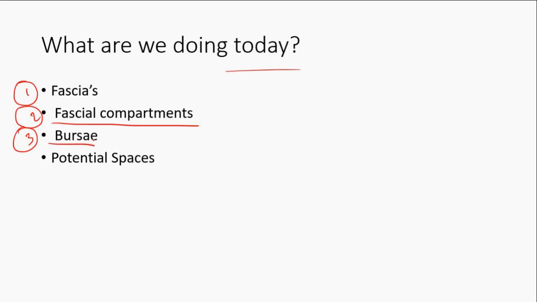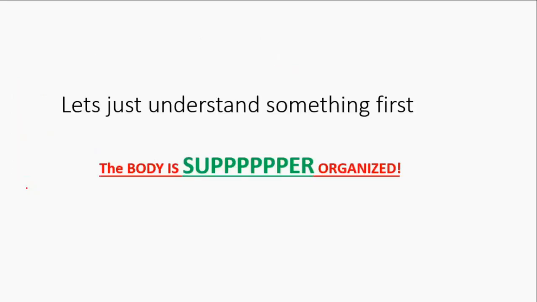They're like fluid-filled sacs. They're fluid-filled sacs that are used to reduce friction. And then we're going to look at some potential spaces, and after that we're going to do some clinical correlates, just so then you can get an idea of why everything we just studied is important, and then we'll wrap up. Okay, so let's get started.